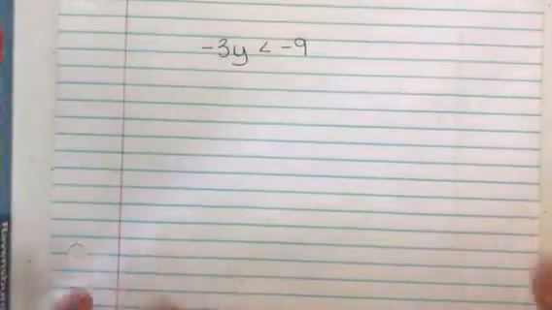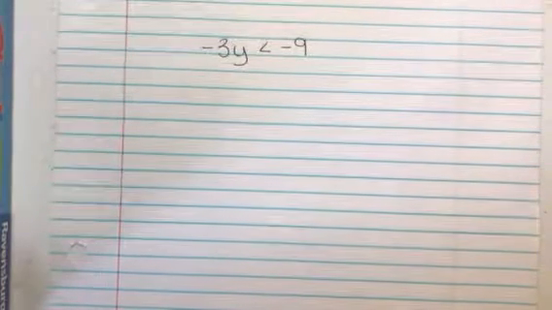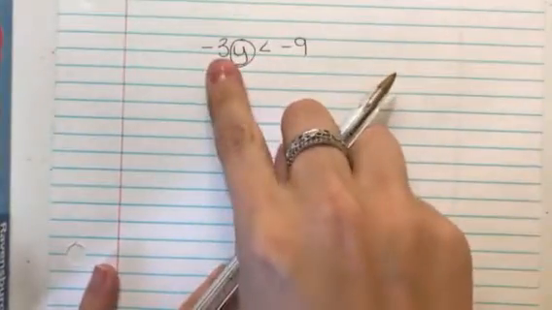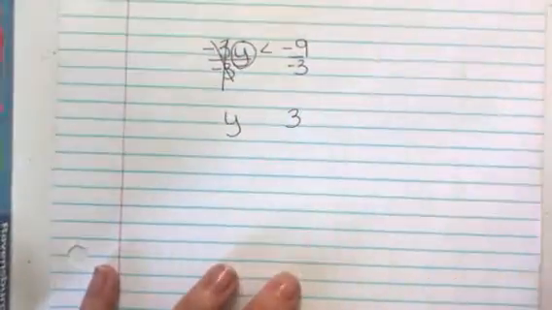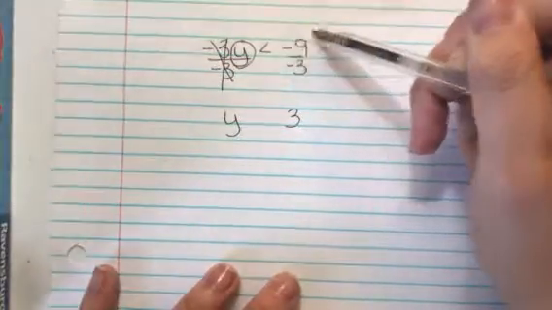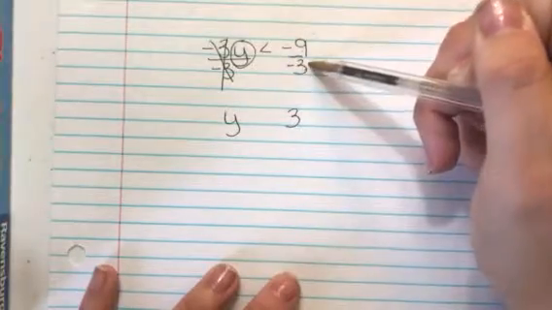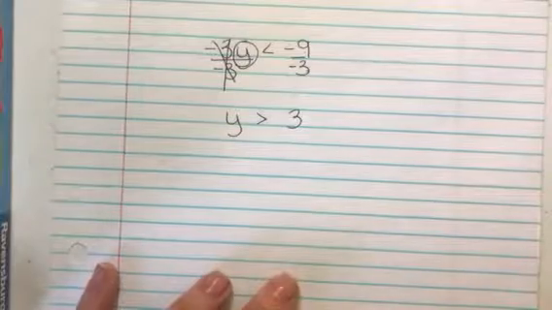If we look at the problem negative 3y is less than negative 9, again, with our regular solving equations rules, we want to get y by itself. We know that this is negative 3 times y. So we will undo multiplication with division, leaving us with a y on the left and a positive 3 on the right. Now in this problem, we moved the negative 3 to the other side, and we have negative 9 divided by negative 3. So we did divide by a negative, and that would be a reason to flip the inequality sign.